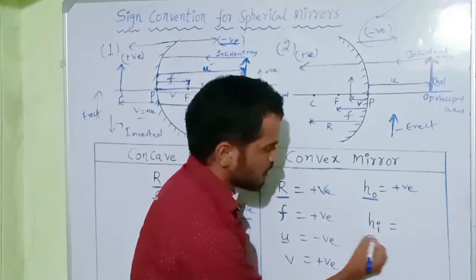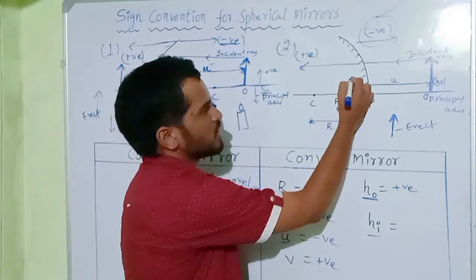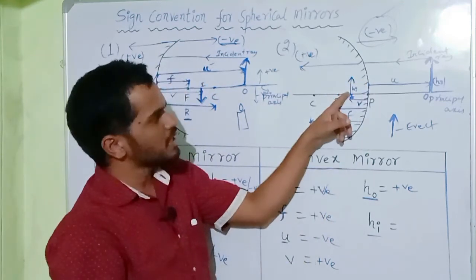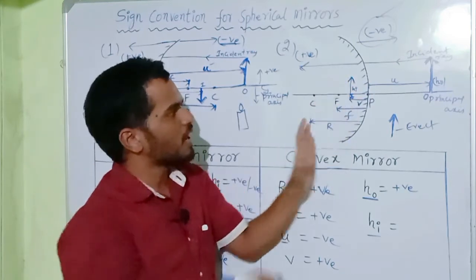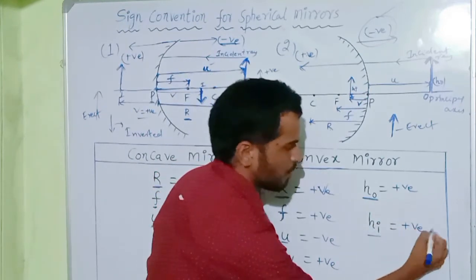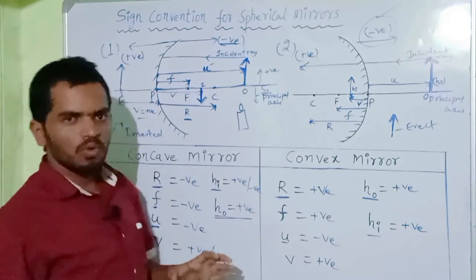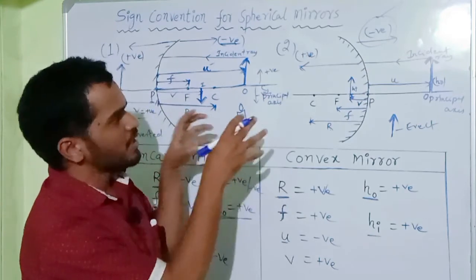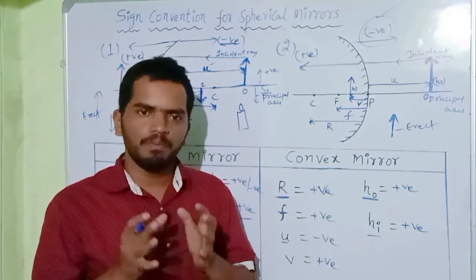Now in the case of the height of the image, observe here, this is the image. We have written the height of the image as HI. Is it upward to the principal axis or downward? Upward to the principal axis, meaning directly you may write positive. So these are all the sign conventions we have applied. Based on the rules of sign convention, we have applied sign convention for the concave mirror and convex mirror.